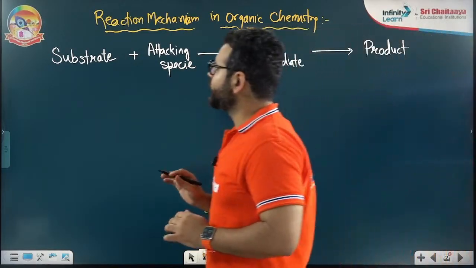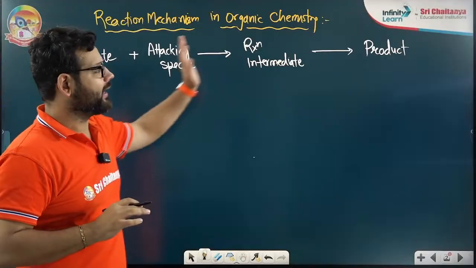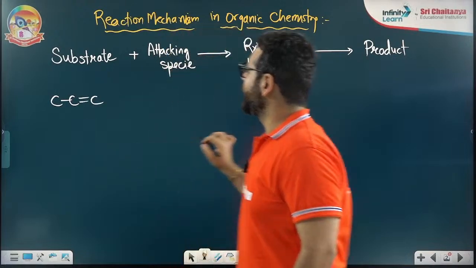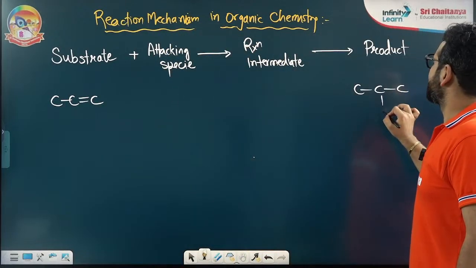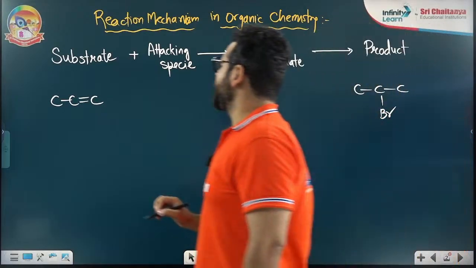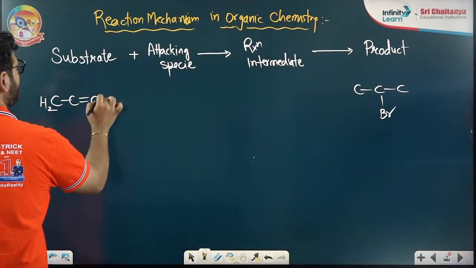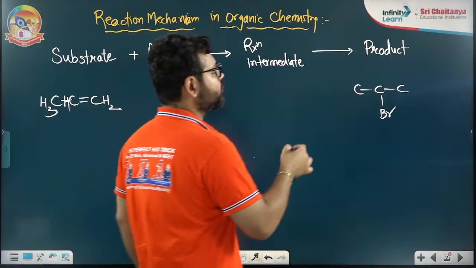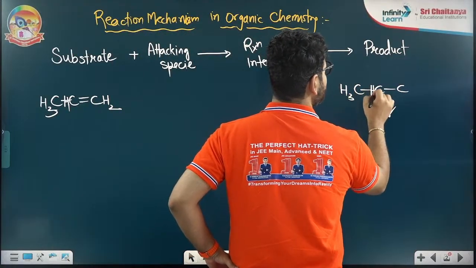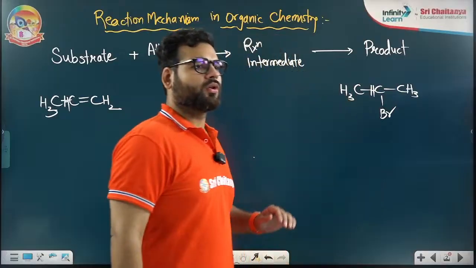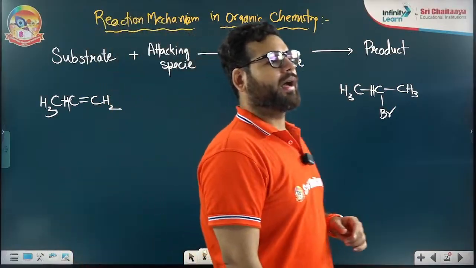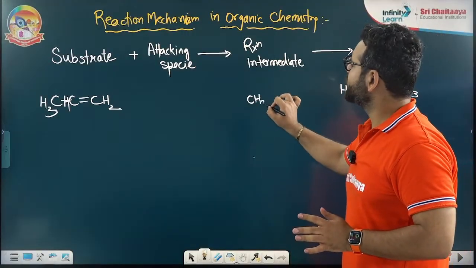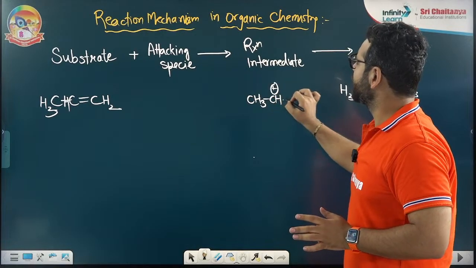So let's say I start with an alkene like propene, and I want to go to 2-bromopropane. This is the reaction that we are talking about here. So the product is 2-bromopropane and the substrate is propene. In between, an intermediate will form, which you will study in the next chapter on Markovnikov addition.